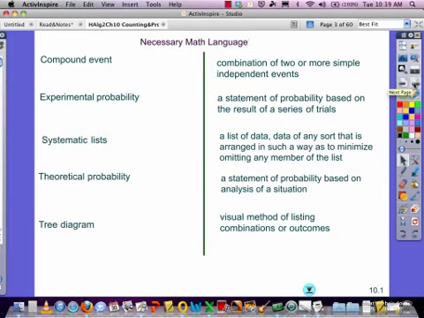Back in class, we'll be discussing these, but notice on the left I have some words, and on the right I have their definitions. We want to be able to define what a compound event is, what experimental probability is, systematic lists, theoretical probability, and a tree diagram. In the reading that I gave you prior to listening to this, some of those should be familiar to you. If not, go back and reread, and you should be able to match those up, and we will do a double check in class to make sure you have the correct words with the definitions.